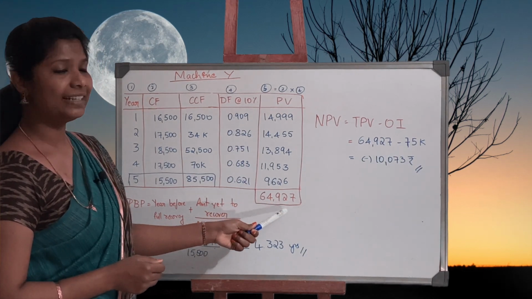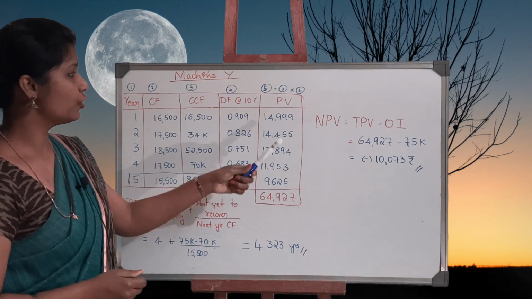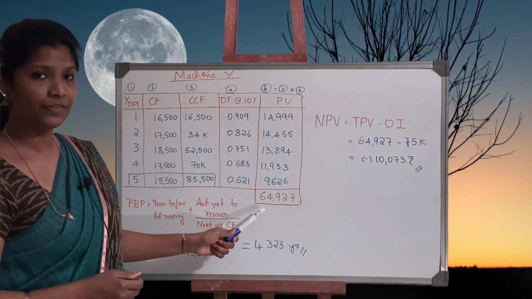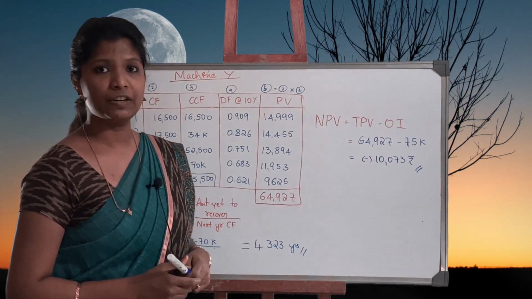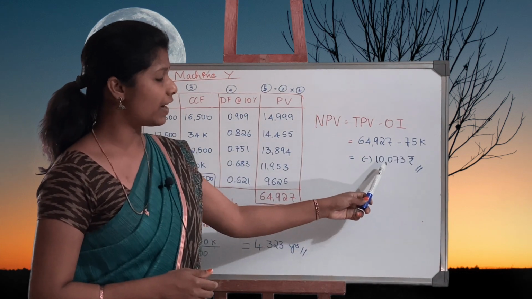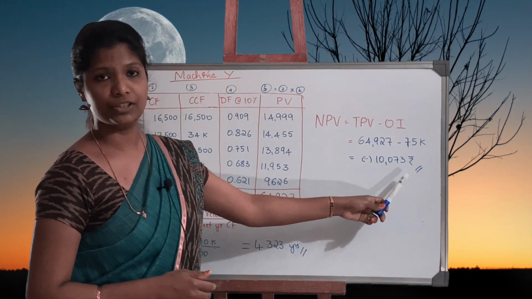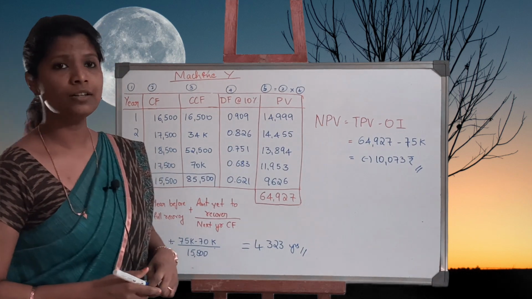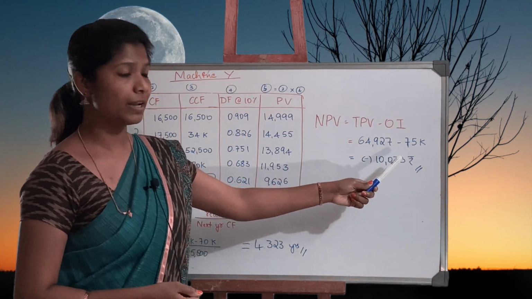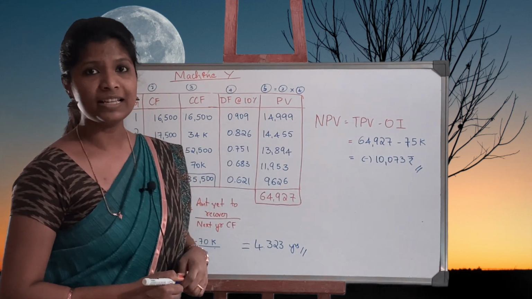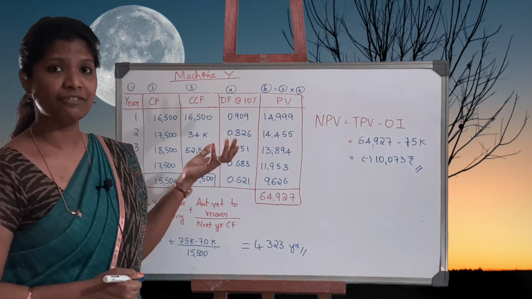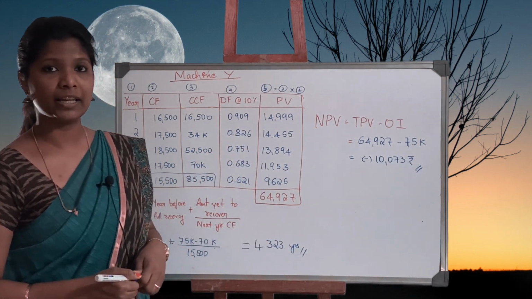64,927. So my net present value formula is total present value that we have totaled up for all the 5 years minus my original investment given in the question, 75,000. Once I deduct that, I get the value negative 10,073. Of course, we can see that it is a loss. Investment is 75,000, but how much am I getting as return on my investment? Only 64,927. That clearly shows that there is not much profit, but there is a loss that we are incurring in machine Y.